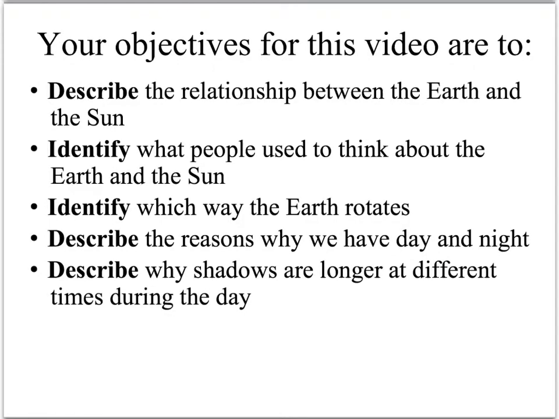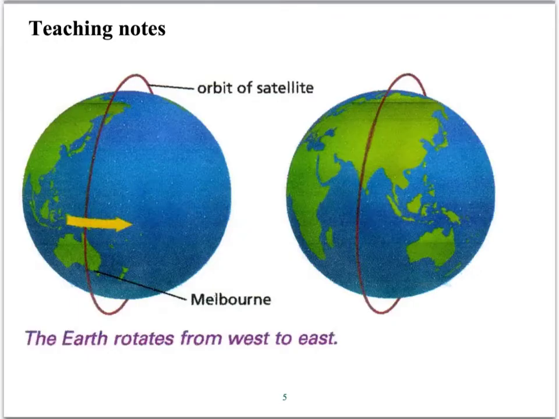Your objectives when you're watching this video are to describe the relationship between the Earth and the Sun, identify what people used to think about the Earth and the Sun, identify which way the Earth rotates, describe the reasons why we have day and night, and describe why shadows are longer at different times during the day.